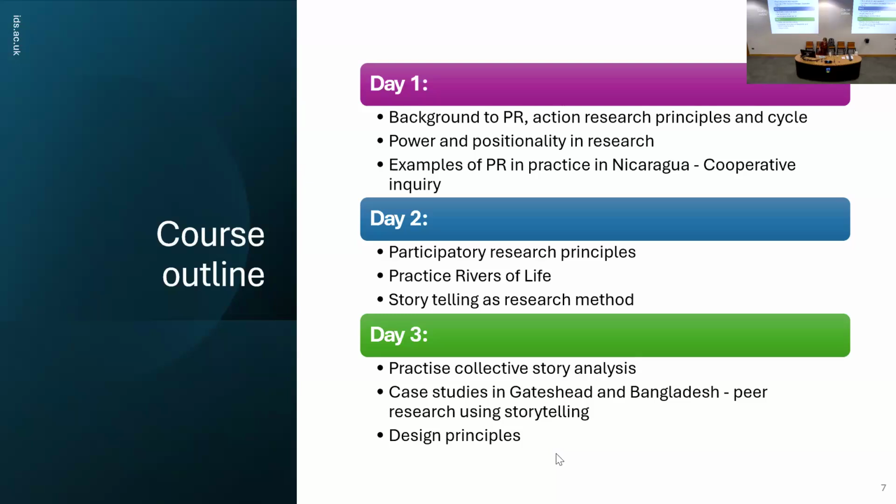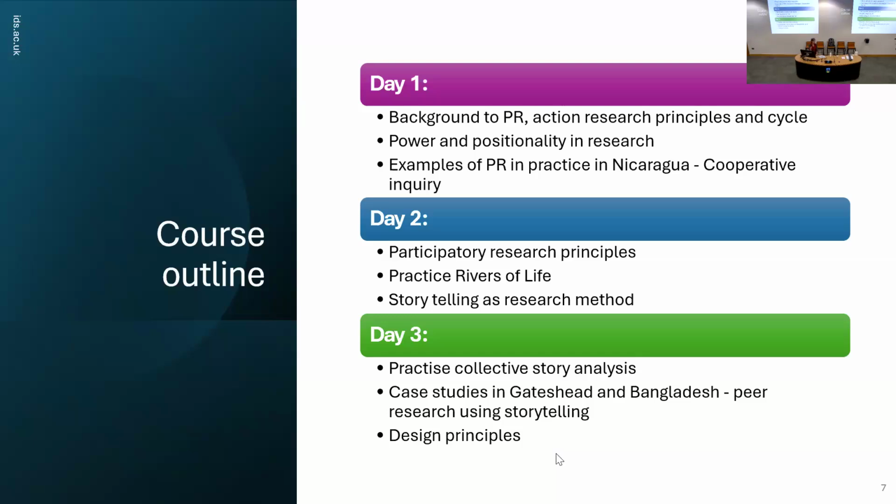So the first day of the course is background to participatory research, the action research principles and the cycle. So a little bit of what I gave you that tiny flavour of from that quote. So what are the principles that underpin participatory research? What are the cycles of participatory and action-oriented research? How do you think about that reflection and analysis and theorization, and then action? How might you think about that in terms of your research?